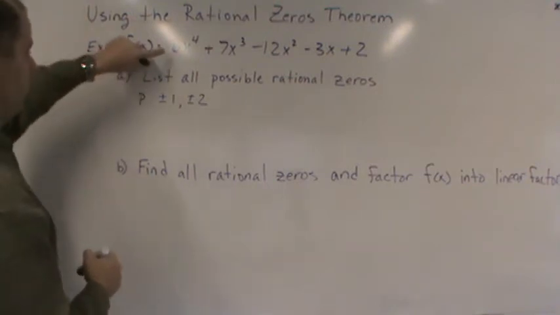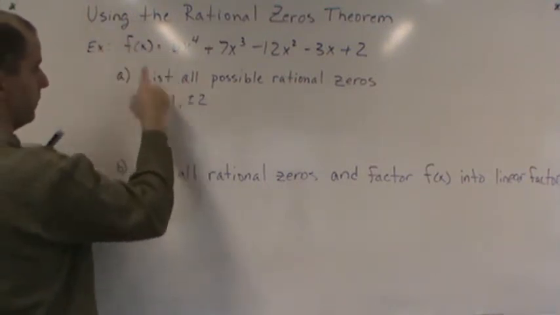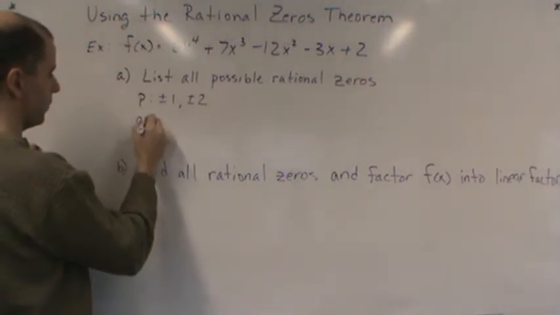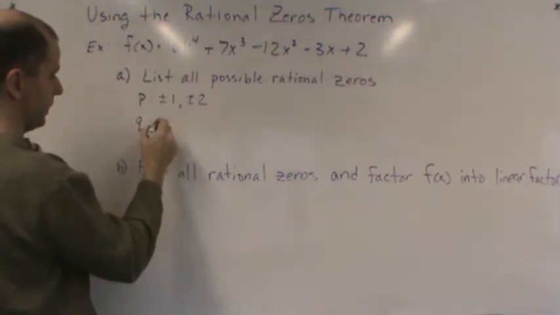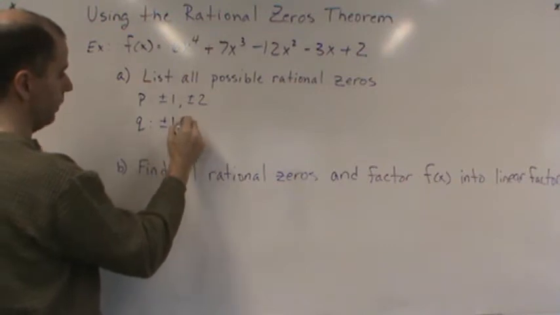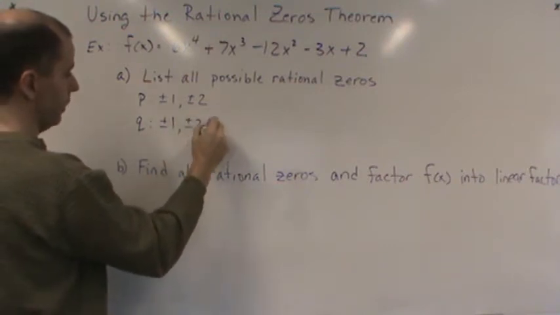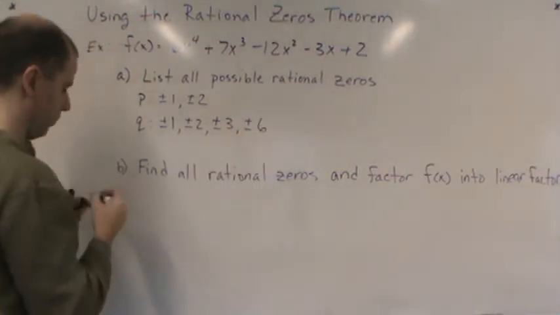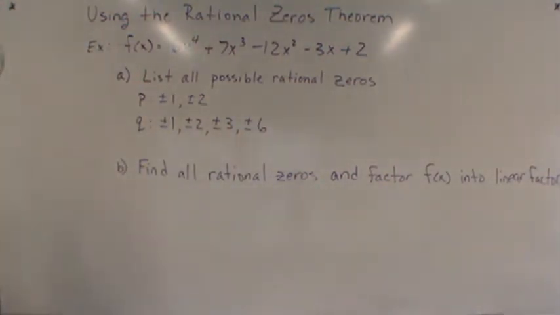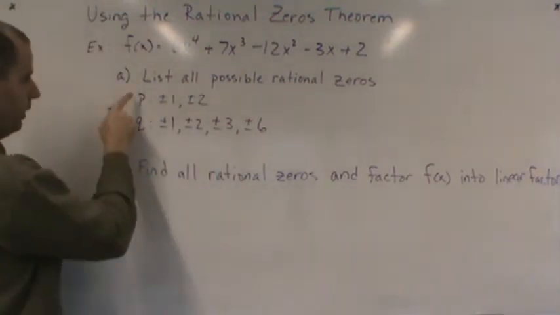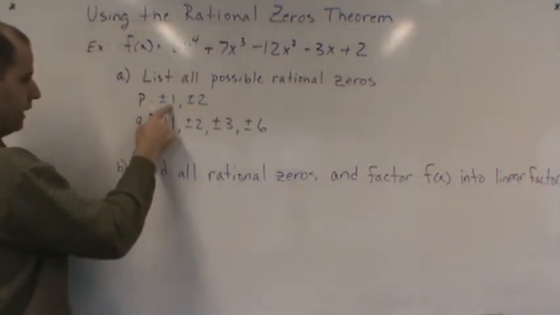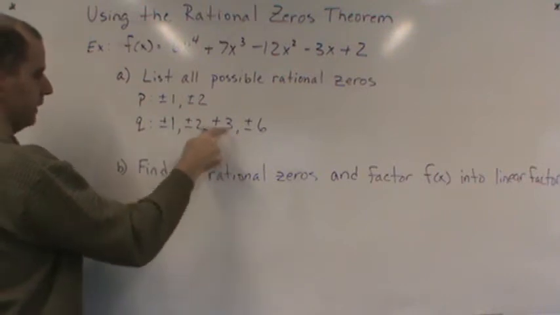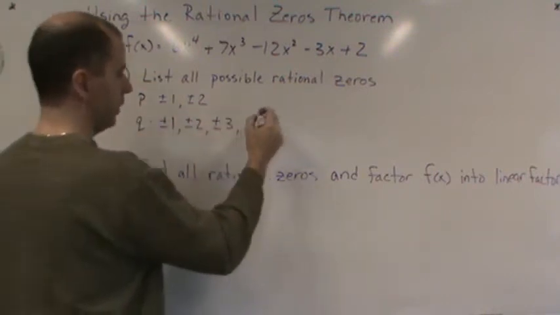Now what about the q? Here's 6, right? So this is my a sub n. Now all my q values are going to be the factors of 6. So again, that's going to be plus or minus 1, plus or minus 2, plus or minus 3, and plus or minus 6. Those are all the different factors of 6. Now, to find all of the possible rational roots, I'm going to take each one of these and divide them by each one of these to get all my p divided by q's.